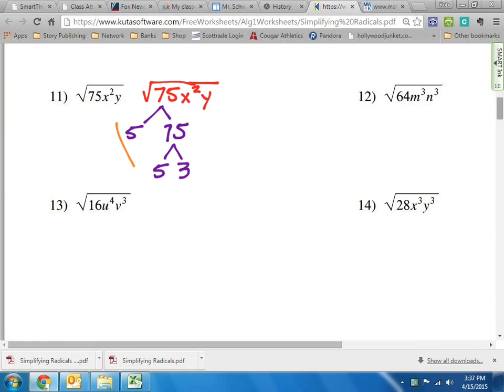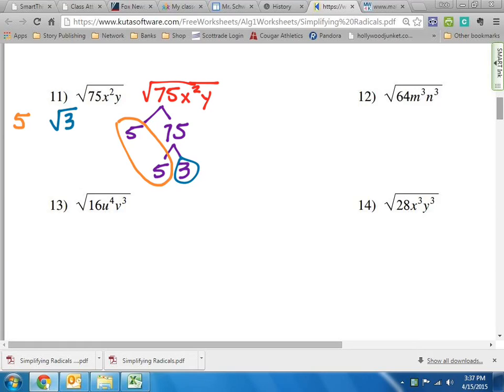And as we talked about in the other video, if I have a pair of the same number, I write it on the outside. And then anything left over, like this 3 here, stays on the inside of the square root. Now, I left a space there on purpose, and you'll see why in a minute. Okay, so that's the number.